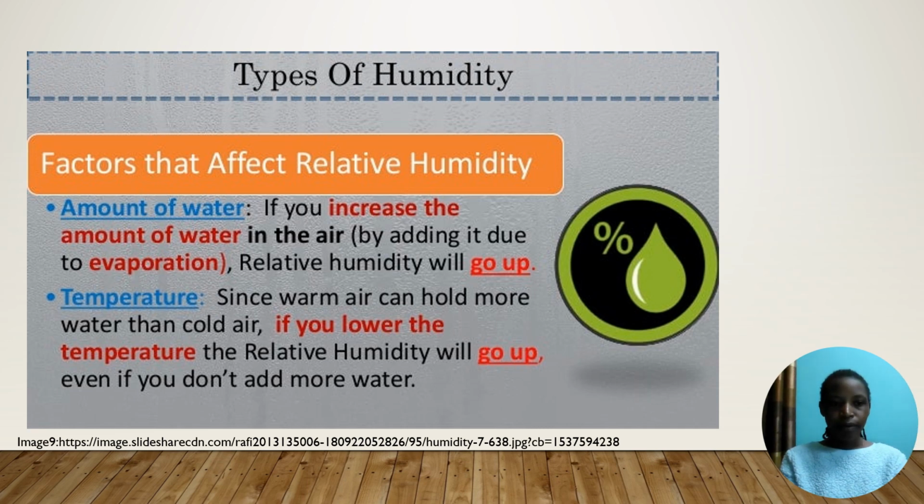Let's go on to the factors that affect relative humidity. The first is the amount of water. If you increase the amount of water in the air by adding it due to evaporation, the relative humidity will go up. The second factor is temperature. Since warm air can hold more water than cold air, if you lower the temperature, the relative humidity will go up, even if you don't add more water.